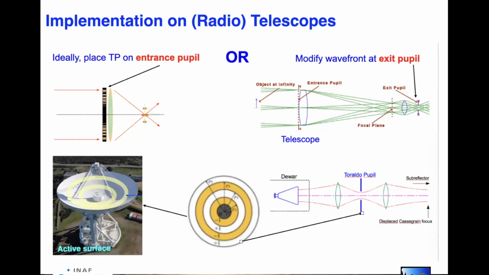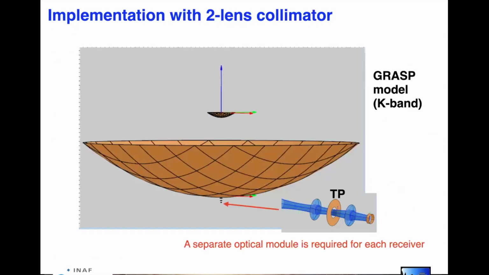Then it has some additional optical problems, but basically it can be done, for example, by using a two-lens or two-mirror collimator, where you can place the phase mask in between the two lenses at the exit pupil of the telescope. So let's see a brief description of these two methods. I'll start with the second one.